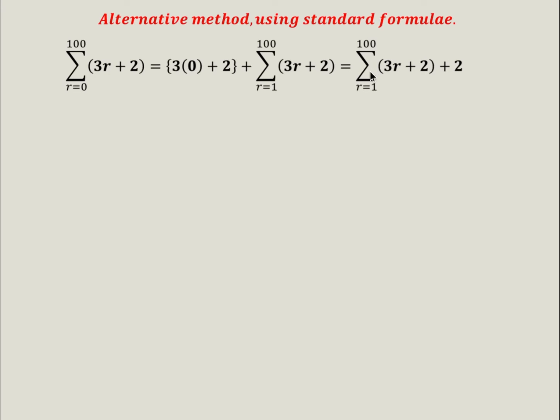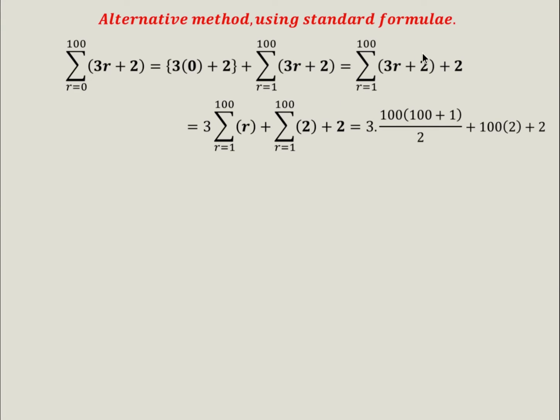So we'll get this result: summation from r equals 1 to 100 of 3r plus 2, plus 2, the first term obtained by substituting r equals 0. In this form now we can apply the standard formula without any problems. One of the properties we saw in the first part of our series is that the sigma notation is distributive over addition and subtraction. In the next step, we distribute the sigma notation into the summand to have 3 summation from r equals 1 to 100 of r, plus summation from r equals 1 to 100 of 2, plus our first term that we pulled out, which is 2.